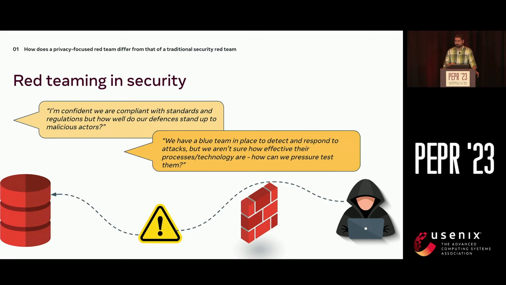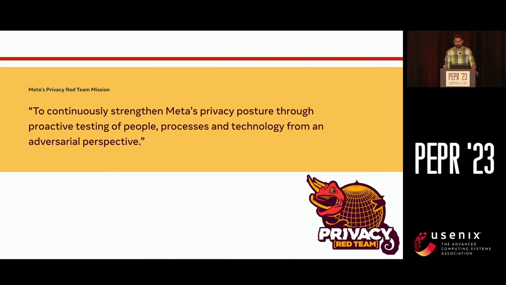So in the security world, you get a bunch of hackers together. They're going to try to get around your defenses. They're going to find vulnerabilities in your system. They're going to try to access your network, compromise those machines, get lateral movement, get all the goodies. So at Meta, when we started the privacy red team, we wanted to take the same model and apply it to privacy.